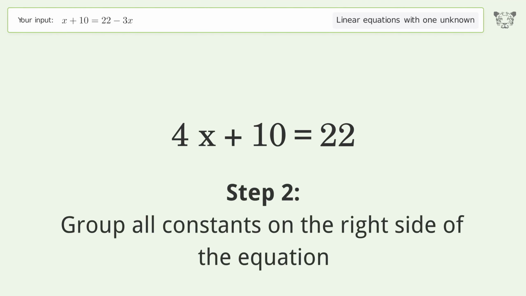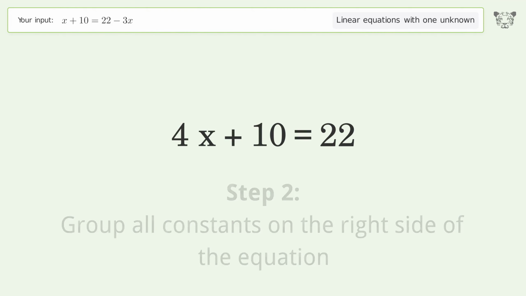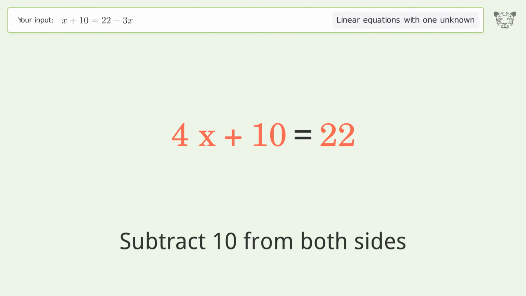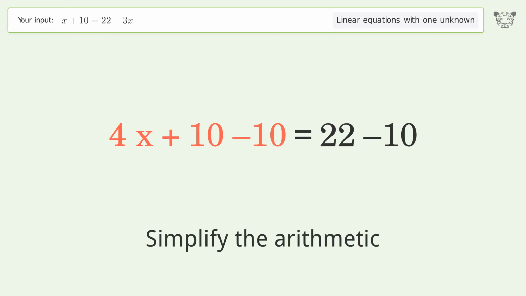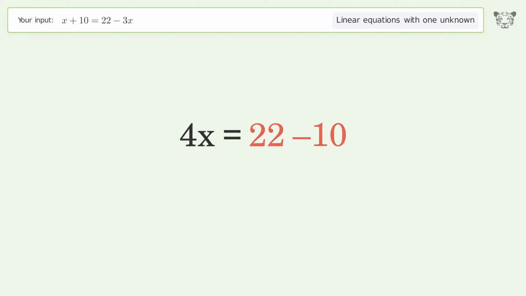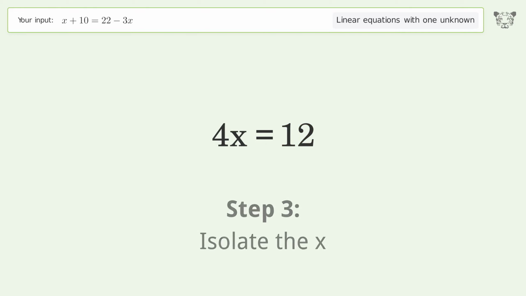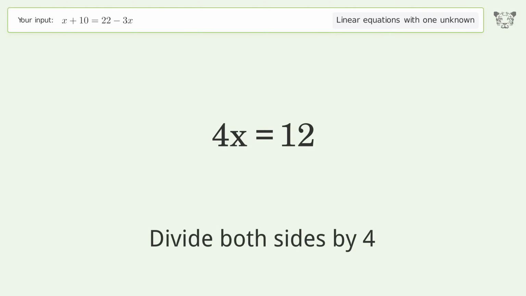Group all constants on the right side of the equation. Subtract 10 from both sides. Simplify the arithmetic. Isolate the x. Divide both sides by 4.